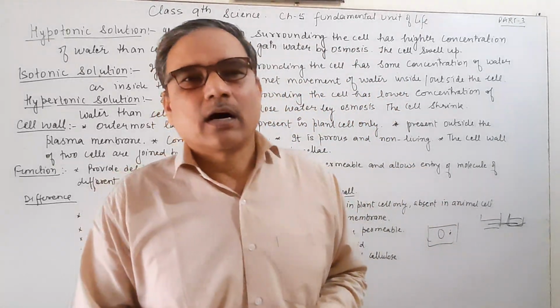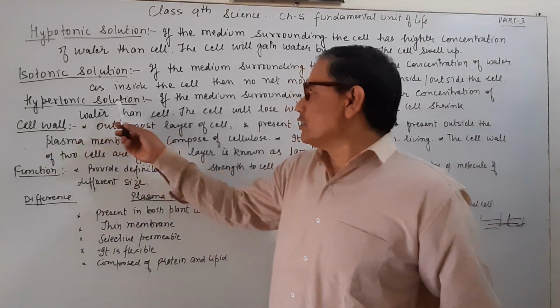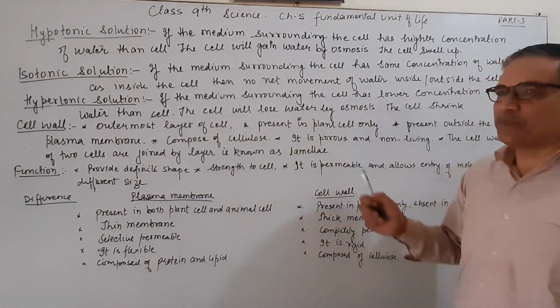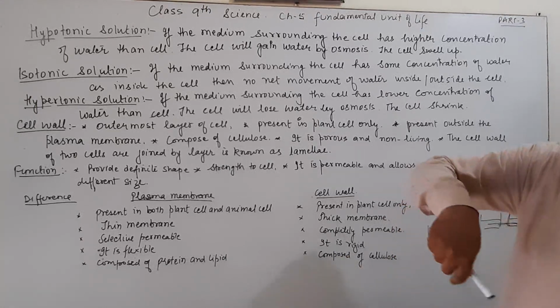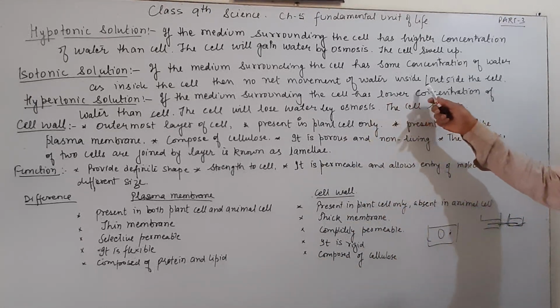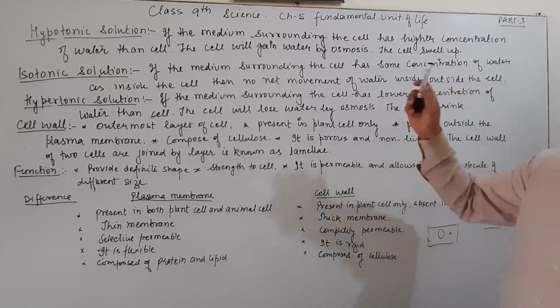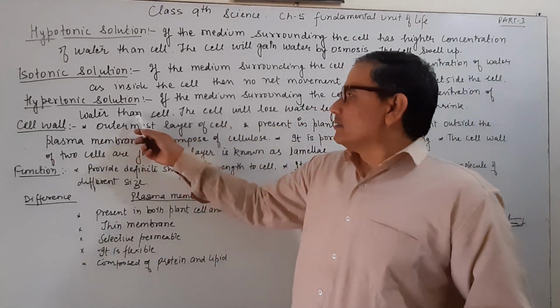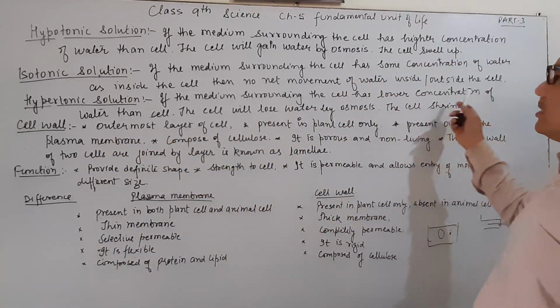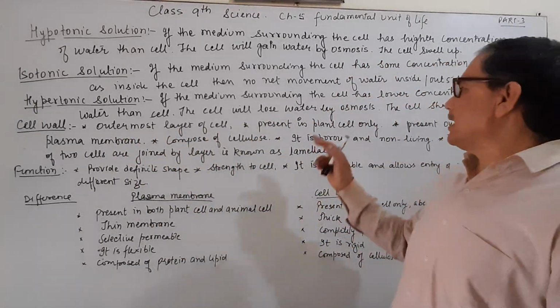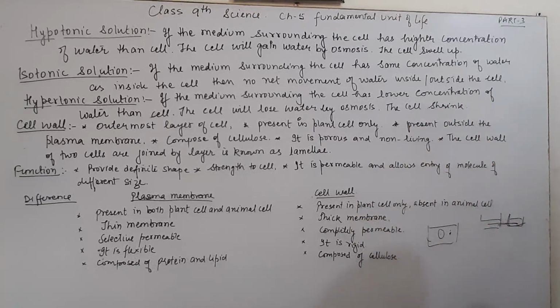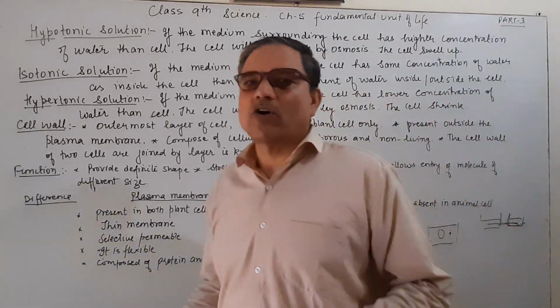This is known as a hypertonic solution. If the medium surrounding the cell, meaning the water concentration surrounding the cell, is less than inside the cell, then the cell will lose water. It is known as osmosis. It will shrink. Now, cell wall, what is it?